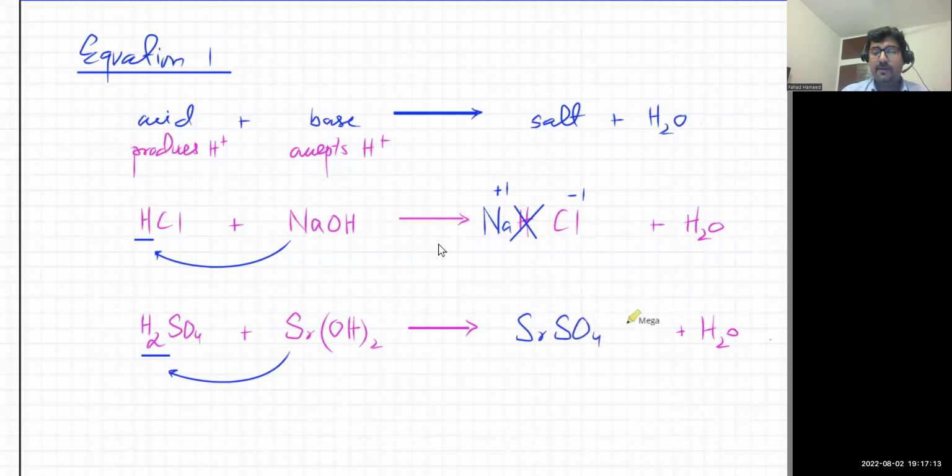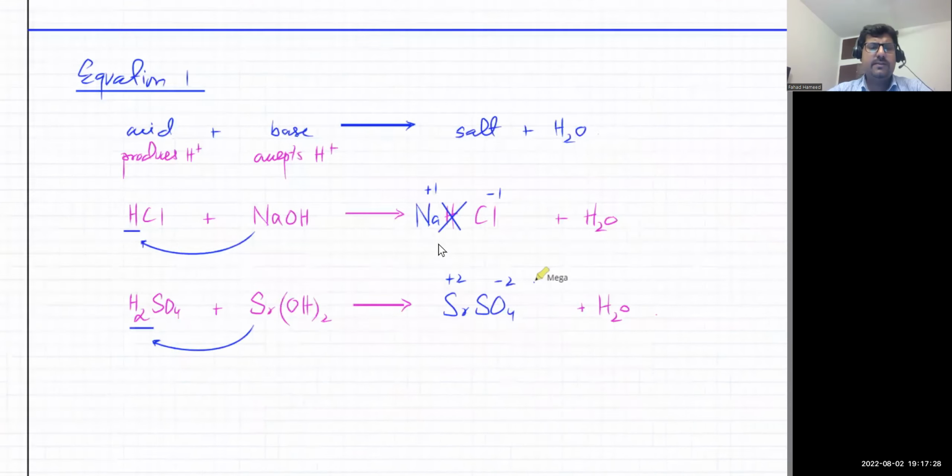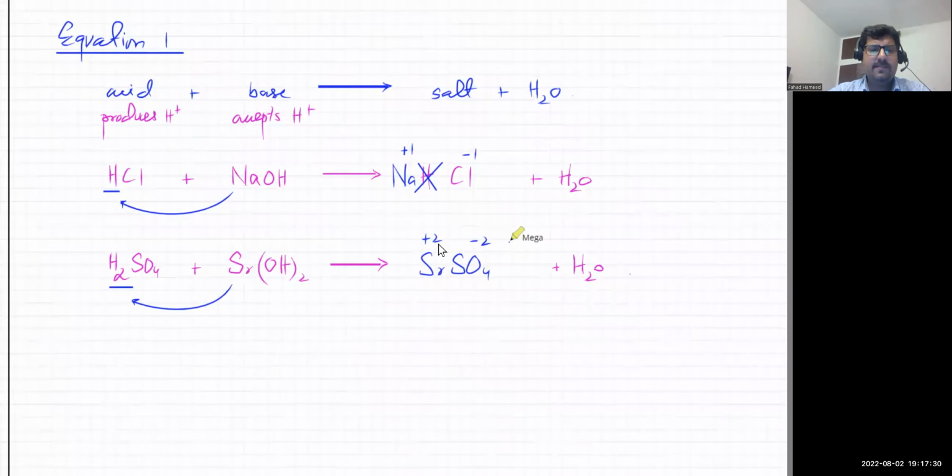And you should make the formula again. Sr is plus 2, group 2. SO4 is minus 2. So there's no point in writing the 2, it's just going to get cancelled out. It's going to be SrSO4 only. You clear the first equation? We're going to do a lot more of these, but is this clear?